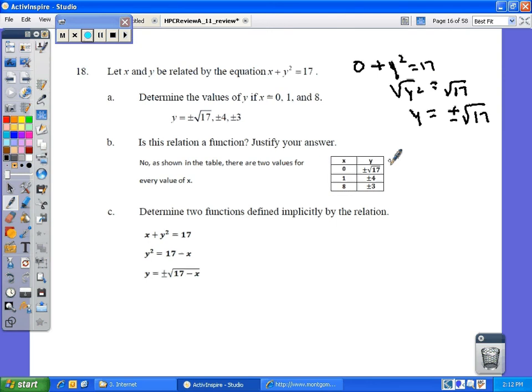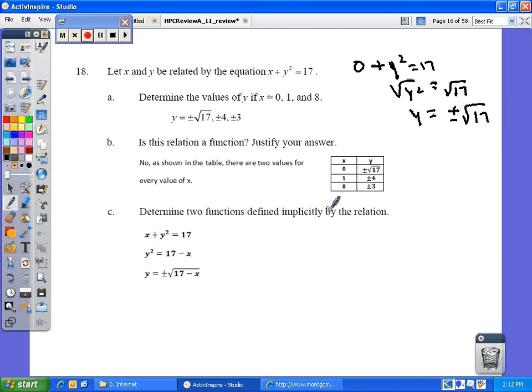And according to the definition of a function, for every domain or every x value, there is one and only one range value or y value. And this contradicts that statement, so what I have is not a function, but it does represent a relation. It does represent sets of ordered pairs of numbers.